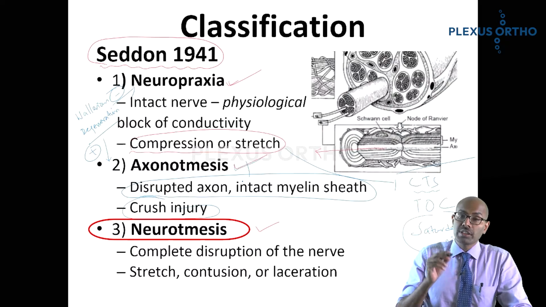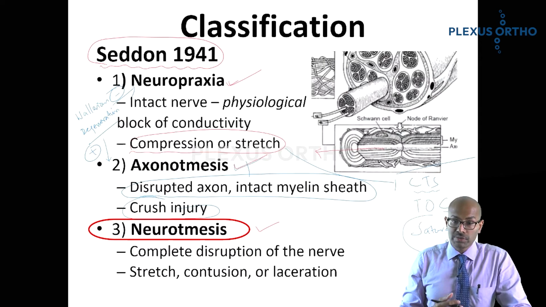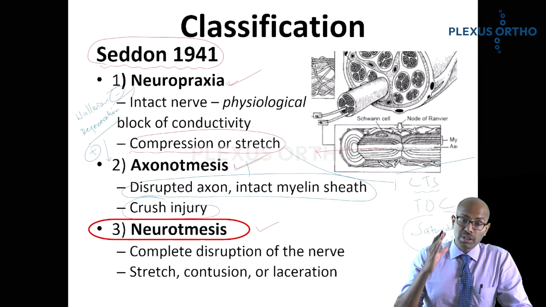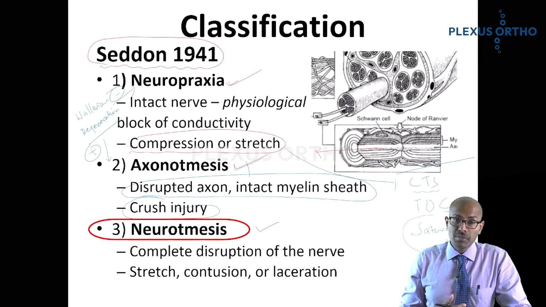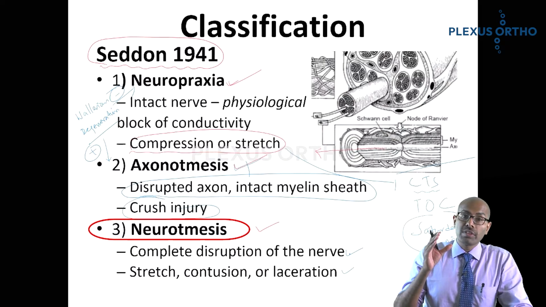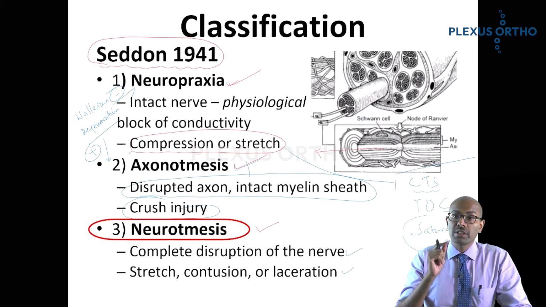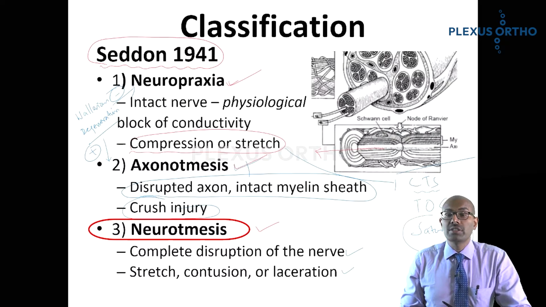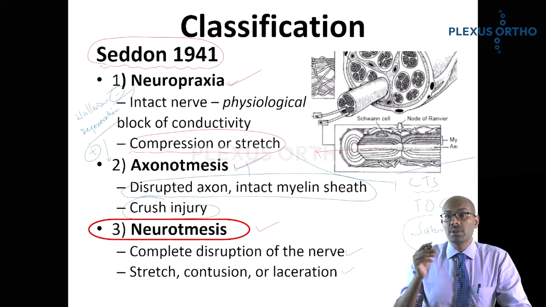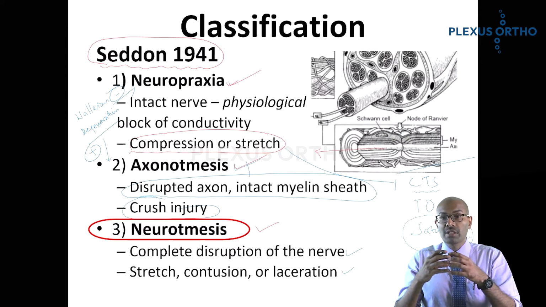Axonotmesis is further classified into 3 levels by the Sunderland classification, which we'll discuss next. What is neurotmesis? Neurotmesis is a complete disruption of the nerve, and there is no chance of recovery of the nerve without the surgeon's intervention, which is a very important concept. So neurotmesis must and always requires a surgeon's intervention to repair the nerve, to bring it back to its continuity.